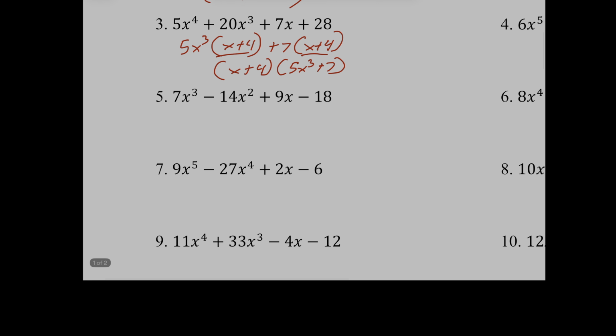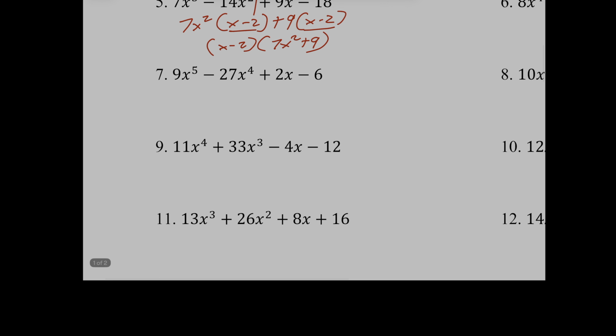All right, let's go on to 5. Here on the left, I can pull out a 7x squared, which means I'll be left with an x minus 2. And here I can pull out a positive 9, and I'm left with an x minus 2. And lo and behold, I have a same x minus 2 that I can pull out, and I'm left over with a 7x squared plus 9.